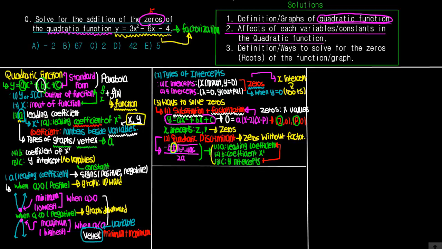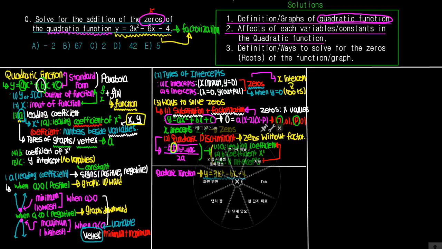Firstly, let's write our full function down again, the given quadratic function from the question. The given quadratic function in this case is y equals 3x squared minus 6x minus 4. And from here, we need to apply the quadratic formula in order to find the sum of the roots.